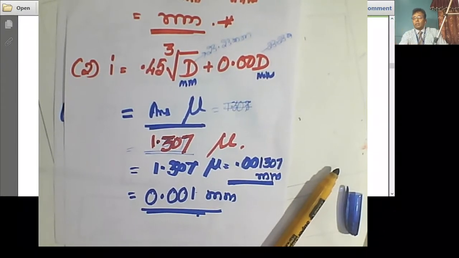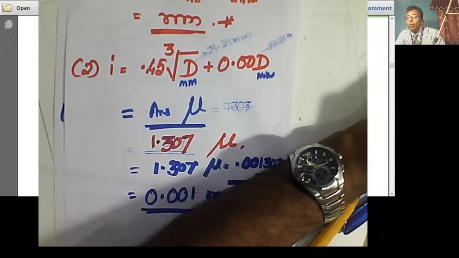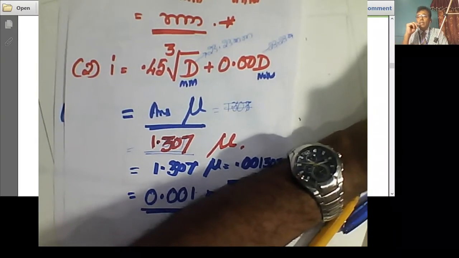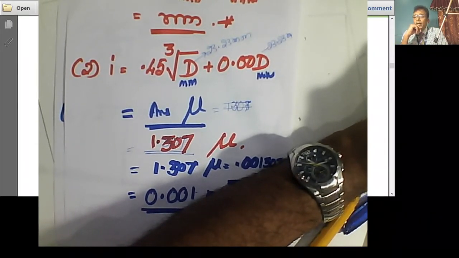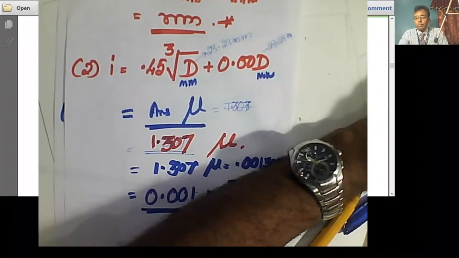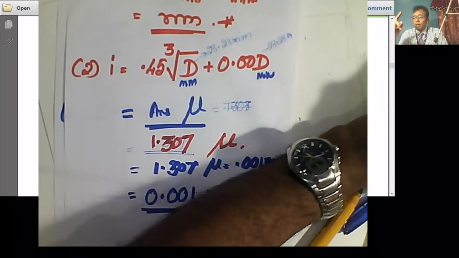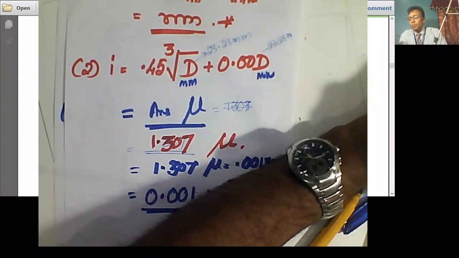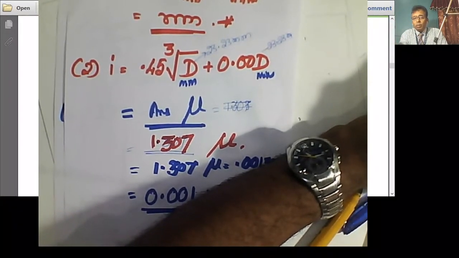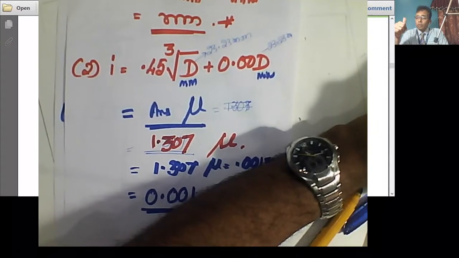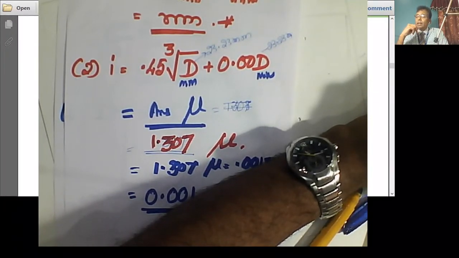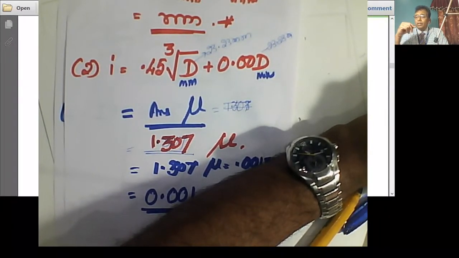Somebody has already said continue. Ah, okay, 1.307 mm, good. That's fine, that answer is right. Yes sir, thank you. Clarified, good. So let me continue with the rest of the questions. Hubballi, thank you. Can I continue with the next part? Is the problem clear now? Did you understand the problem? Good. Musharraf Desai has messaged, everything is good and I can go ahead.